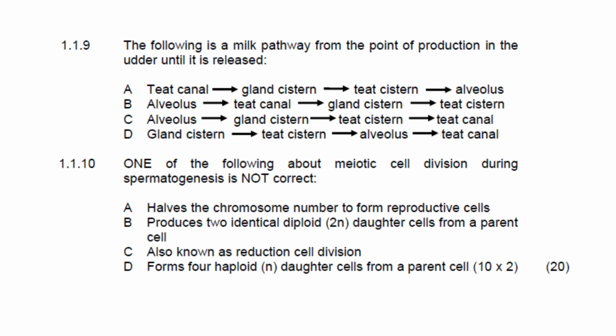So what happens in meiosis, right? In meiosis, there are 4 non-identical haploid cells that are produced, right?